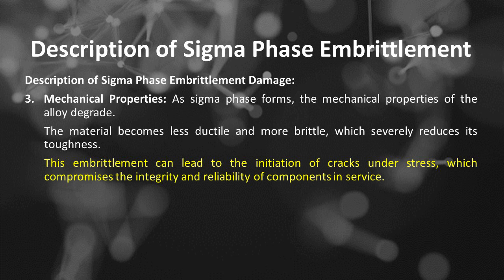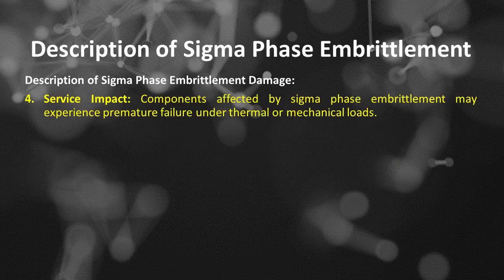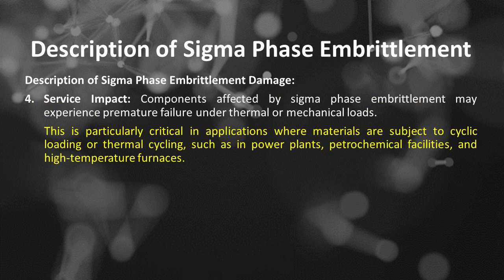Number 4 is service impact. Components affected by sigma phase embrittlement may experience premature failure under thermal or mechanical loads. This is particularly critical in applications where materials are subject to cyclic loading or thermal cycling, such as in power plants, petrochemical facilities, and high-temperature furnaces.